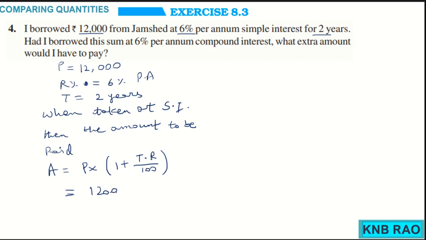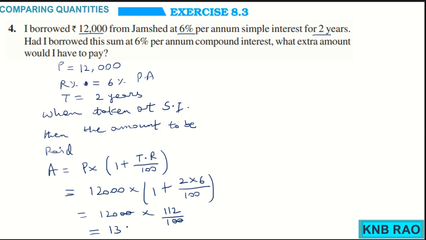So, 12,000 multiplied by 1 plus, time is 2 years, rate is 6%, upon 100. Now, we have 12,000 multiplied by 6 twos are 12, 100 plus 12 is 112 upon 100. These two zeros will get cancelled. Now, 120 into 112 gives you 13,440 rupees as the amount to be paid.